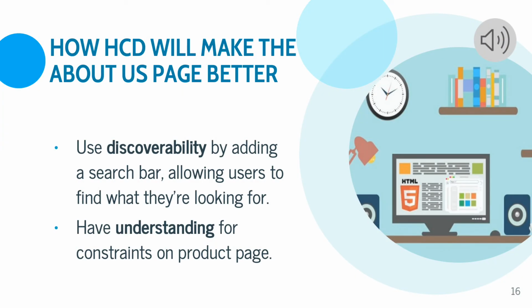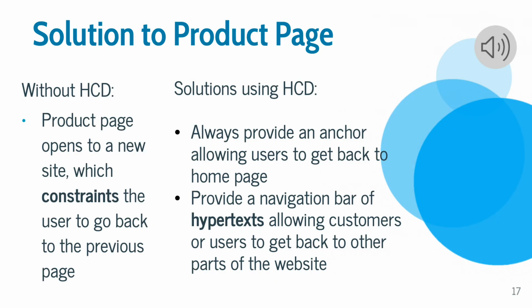So how will human-centered design make the website better? Well, users should be able to figure out what actions are possible. So by adding a search bar, it will allow the user to find what they are looking for. Also, with human-centered design, it is important to understand the constraints on the product page. We noticed that when the product page opens to a new site, it prevents the user from going back to the previous page. So with human-centered design, the solution we have come up with is to add an anchor allowing users to get back to the home page. So by adding a navigation bar with hypertext, it will allow the user to go back to other parts of the site.